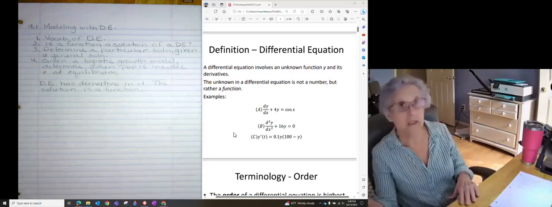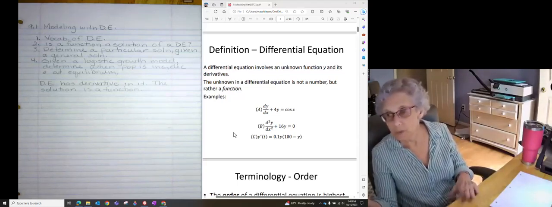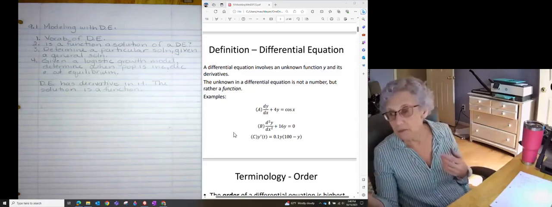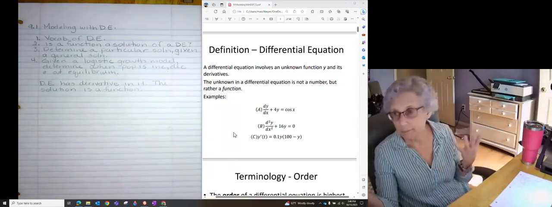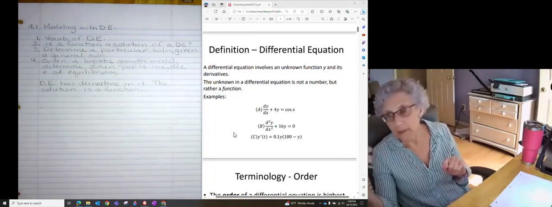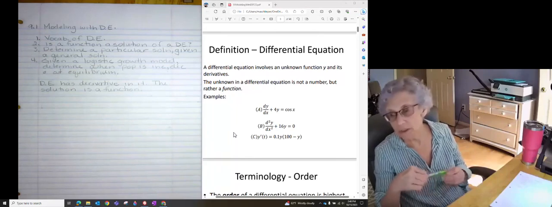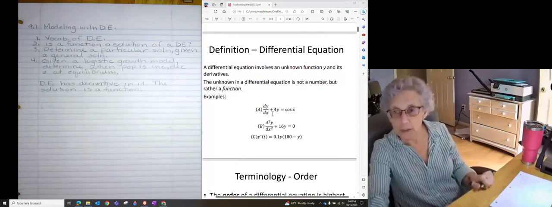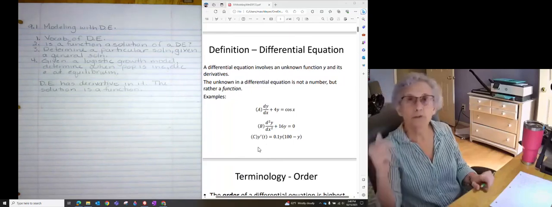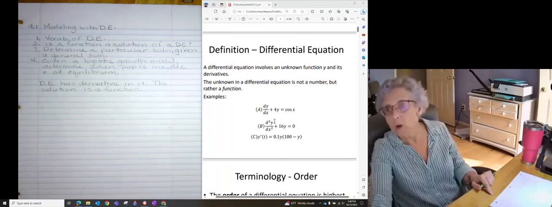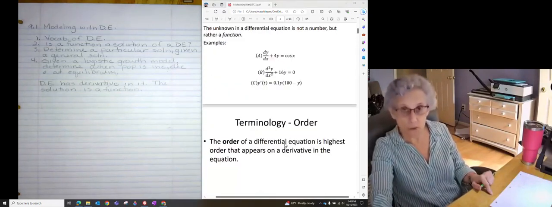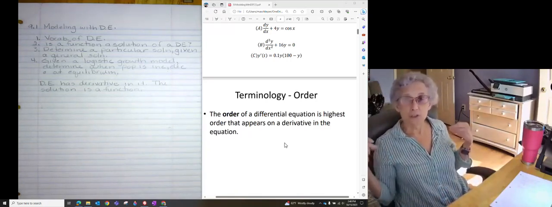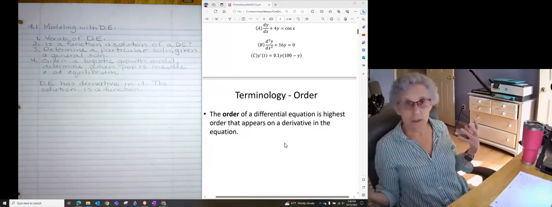So, some examples. dy dx plus 4y equals cosine of x. That's a differential equation. Second derivative plus 16y equals 0. That's a differential equation. And the last one, another differential equation, just with primed notation instead of Leibniz notation. The first one, A and C, are both first-order differential equations, whereas B is a second-order differential equation because the order is the highest order derivative that appears in the equation.